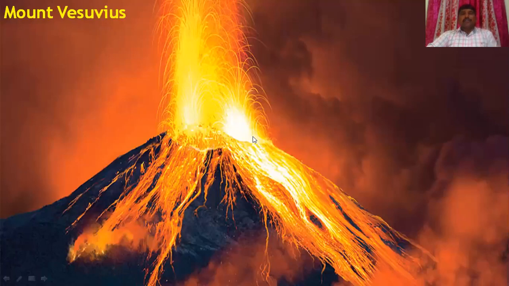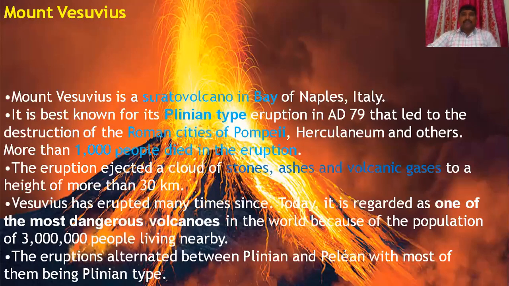The picture on the screen discloses to you Mount Vesuvius. It is a stratovolcano in the Bay of Naples in Italy. It is best known for its Plinian-type eruption in AD 79 that led to the destruction of the Roman cities of Pompeii, Herculaneum, and others.